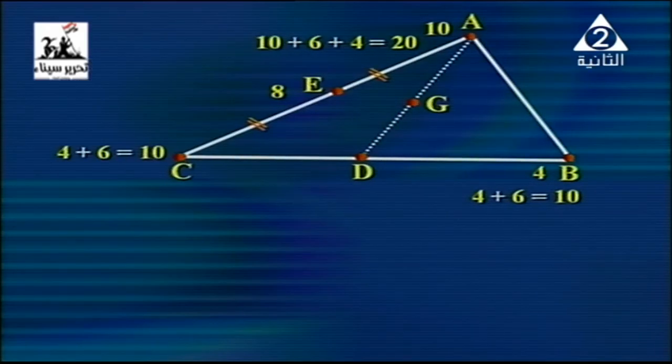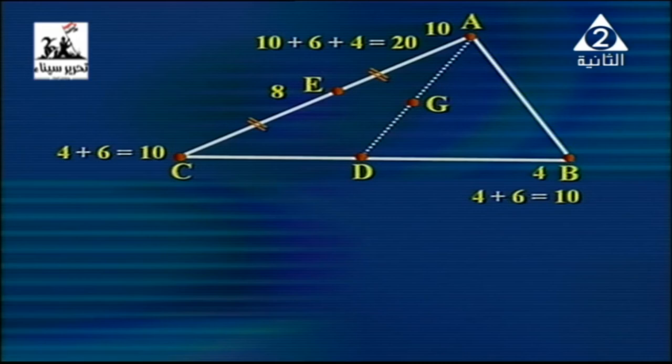Then look at ABC. Point A has 10 plus 6 plus 4 equals 20. Point B, 4 plus 6. We distributed the mass about A, B, and C. Also C, 4 plus 6 equals 10. Remember, at point E, the midpoint, we have 8. We distributed 8 among A and C, 4 and 4.